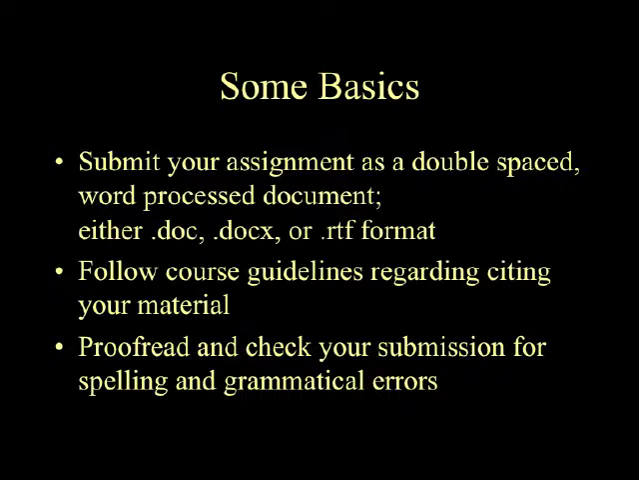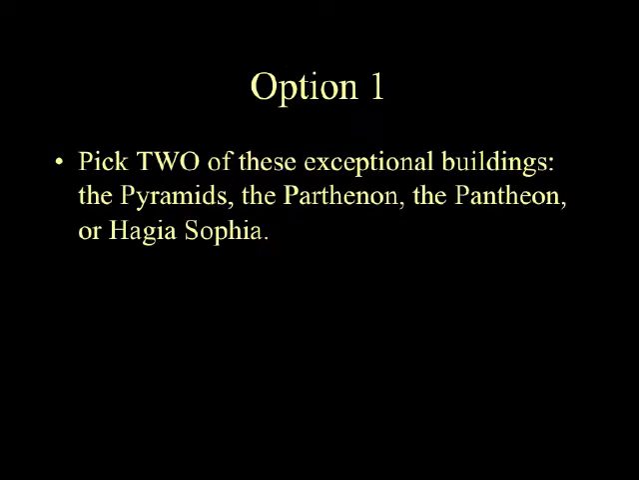So for this assignment, you have a couple of choices. You have two options that you can choose from in terms of what you're going to actually write your essay about. The first of these two options involves choosing two exceptional buildings and discussing these and comparing and contrasting them. Your second option involves looking specifically at the Athenian Acropolis in detail. So let's take a moment here and talk about option one. The first option, as I just mentioned, is to choose two of the exceptional buildings listed and talk about these and give some specific analysis.